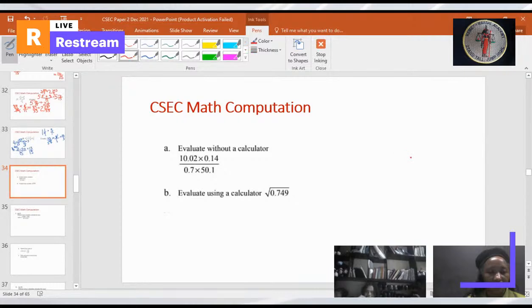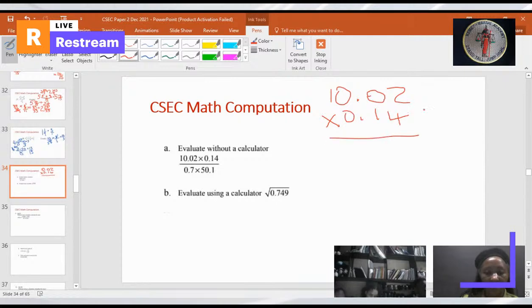Evaluate without a calculator. So they're saying, without a calculator, we are to do this. Okay, miss. So we're to multiply 10.02 by 0.14. So tell me now, without the calculator, what are we going to do?